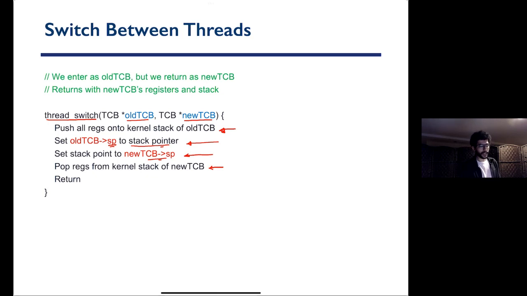And once that happens, I can return. So this return then returns to wherever this thread switch was called in the old TCB. So to just tell you, I have slides for this, but here, let's say I have thread A and I have thread B. So initially, let's say I want to go from A to B, and this is the kernel stack of A, and this is kernel stack of B.